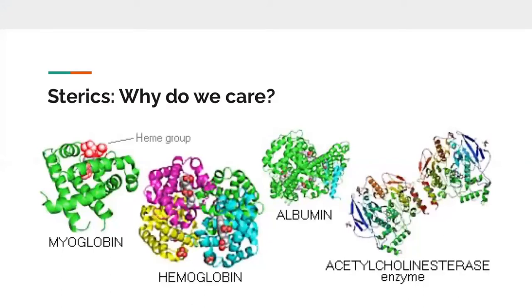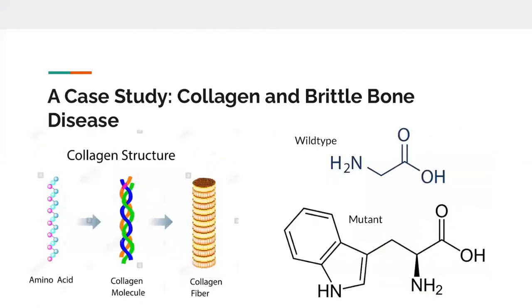That would be the electronics portion of the central dogma of organic chemistry, but you can imagine that sterics also plays a role. A case study is collagen and brittle bone disease, also known as osteogenesis imperfecta, which you might have heard of. The protein collagen, which makes up a large portion of your bones, consists of 3 strands of peptides that are intertwined together.